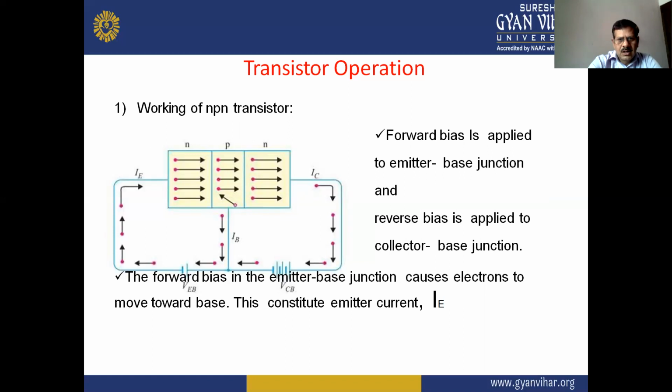The forward bias in the emitter base junction causes electrons to move toward the base region. This constitutes the current, emitter current IE. When the emitter base junction is forward biased, electrons move from the emitter toward the base, and that current is the emitter current IE.